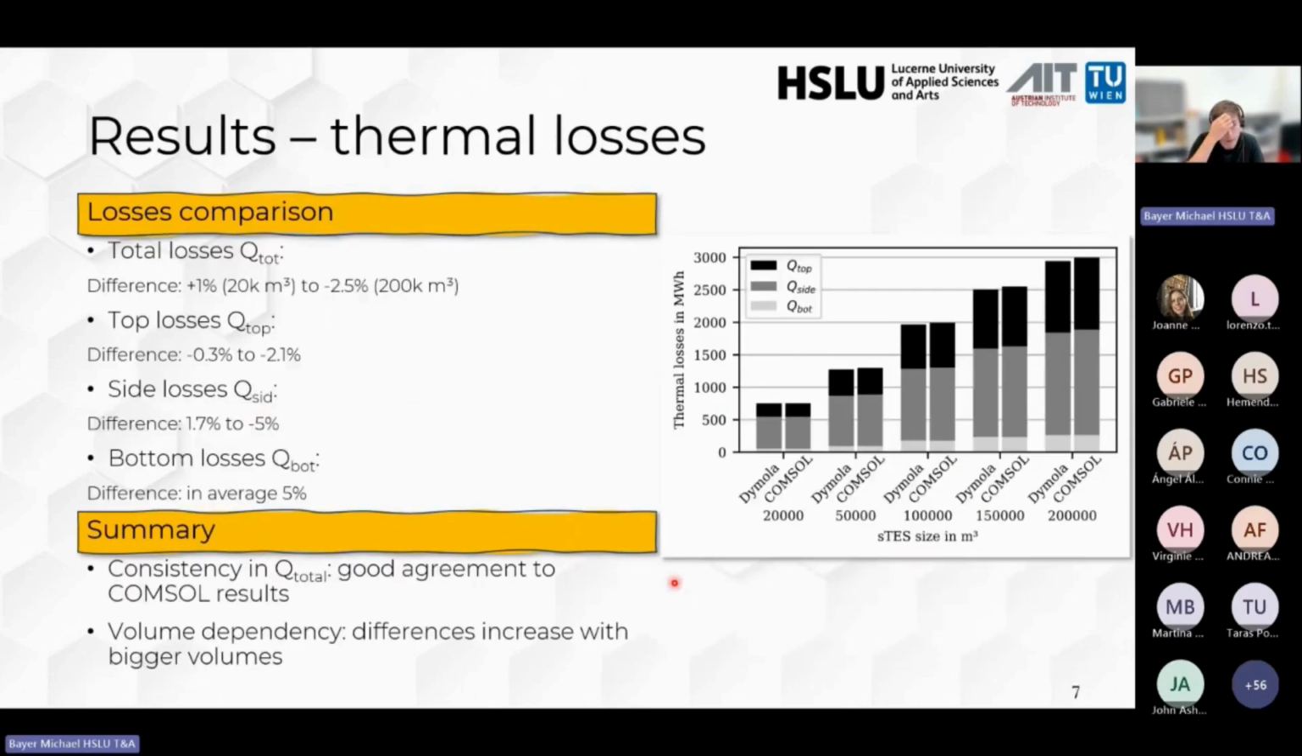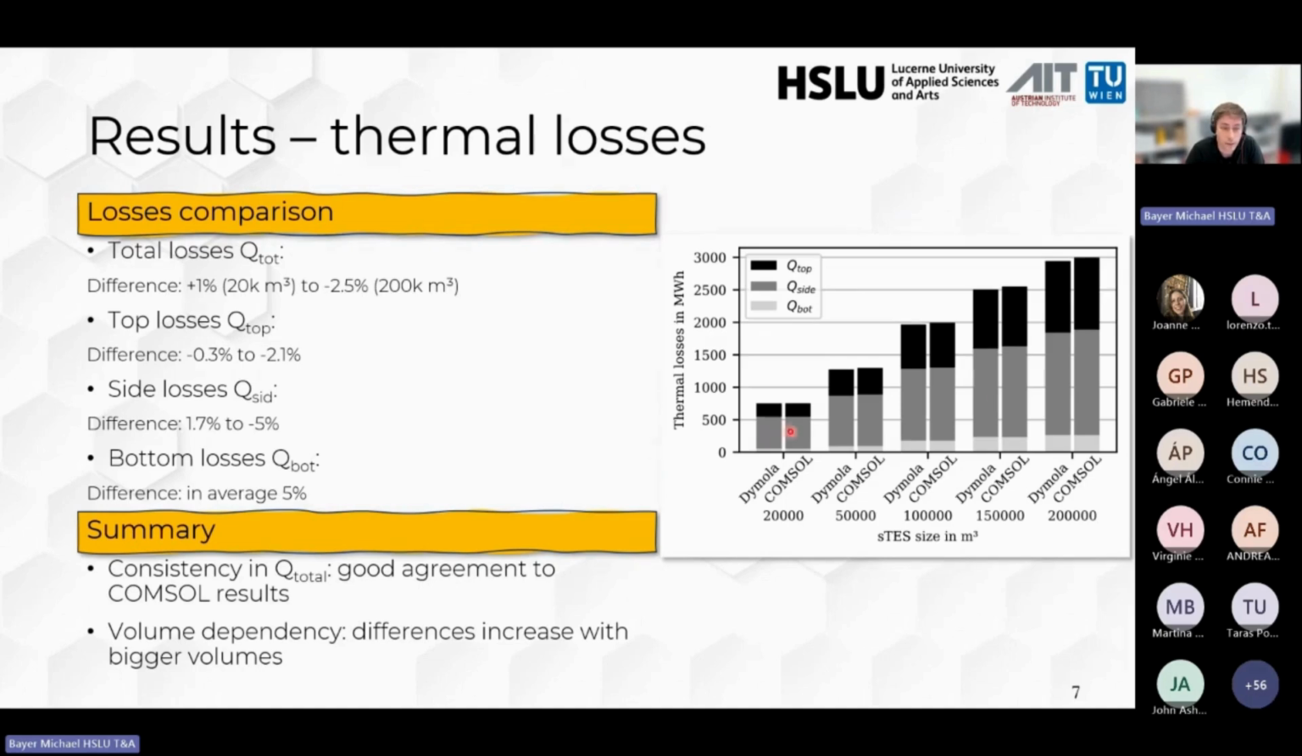Here you can see the results we got from this study. The thermal losses from the tank itself, particularly for the uninsulated variations, are shown here. We also did simulations for the insulated ones, but the differences are marginal in this case.